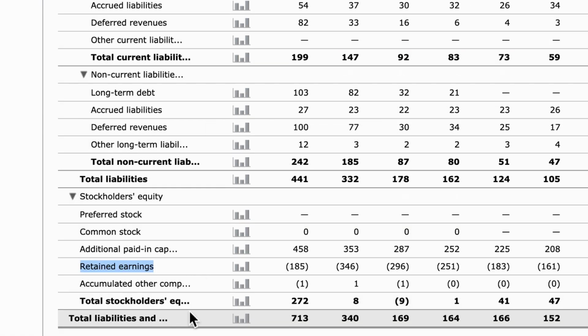Total stockholder equity is essentially the money that would be returned to the shareholders if the company was liquidated. So if they took all their liabilities, the total liabilities, and subtracted it from total assets, that's how you get stockholders' equity. And this is what we're giving back to the shareholders.